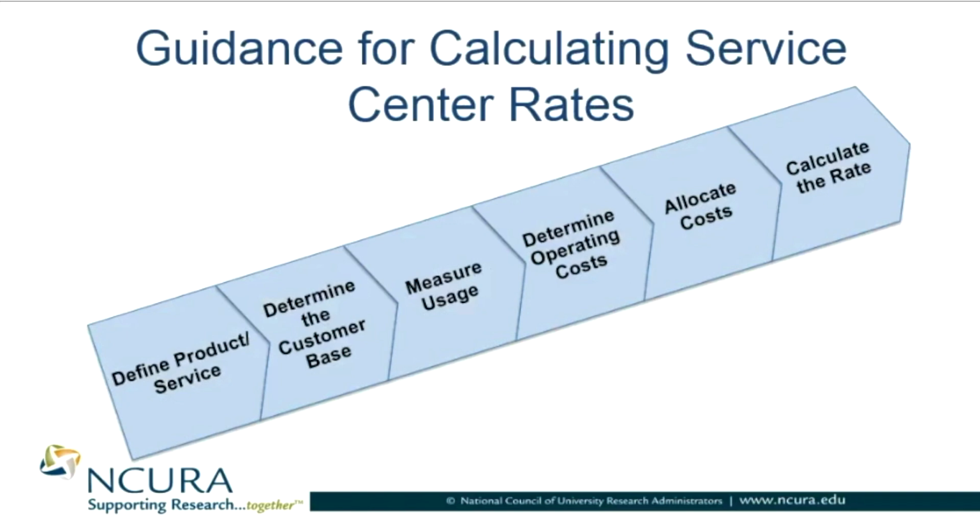The rate setting process should at a minimum include the following steps: defining what your service or product is, determining your user base, measuring or estimating usage, determining operating costs, allocating those costs for each use, and then setting the rate. So we'll walk through each of these. I went through quickly there, but we'll go through each in a step-by-step manner.